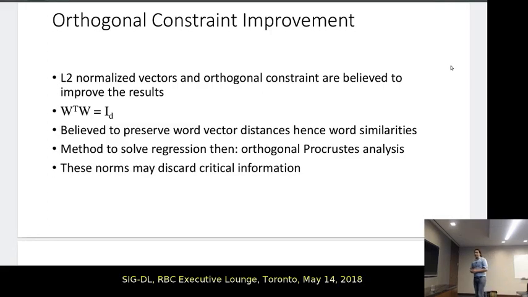There are toolboxes in MATLAB that they use. So basically, you want to map one distribution to the other, and you have to find multiple transformations to do so, additions or multiplication, whatever, but linear, obviously. And there's one criticism that's applied to this: using these norms, the orthogonal property could discard some critical information inside the distributions of the source or the target, because it's an artificial constraint.